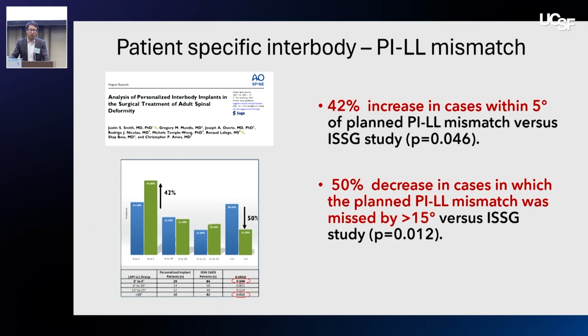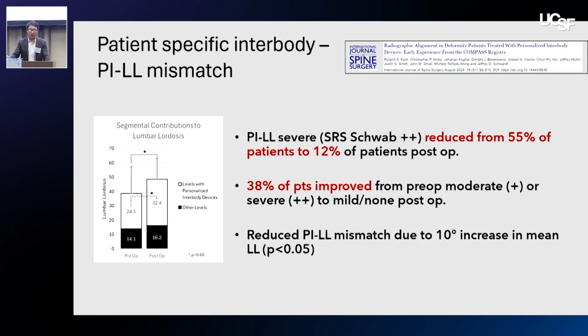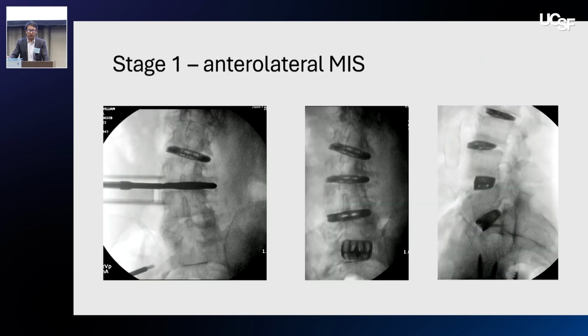And this can also be translated more globally, looking at realigning and improving upon spinopelvic mismatch using patient-specific interbodies that can help you achieve these goals. And this is the third paper that was published on this from the same group. This is what it looks like with that reconstruction.